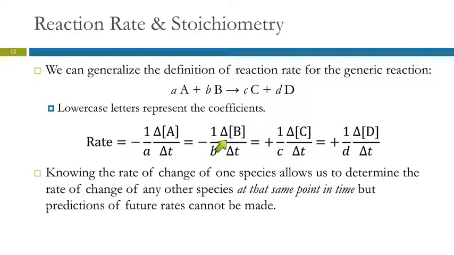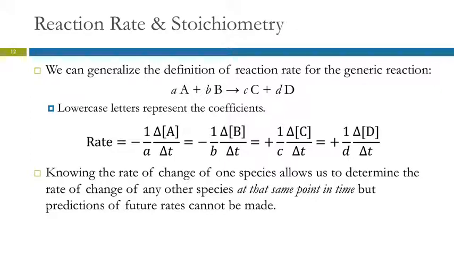Or we could define it in terms of reactant B. Again, minus 1 over b, delta B over delta t. Or we could define it in terms of the products. Delta C, we're going to multiply by 1 over c.